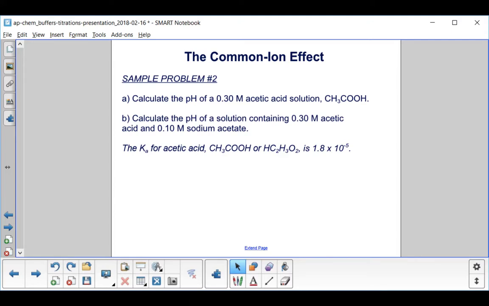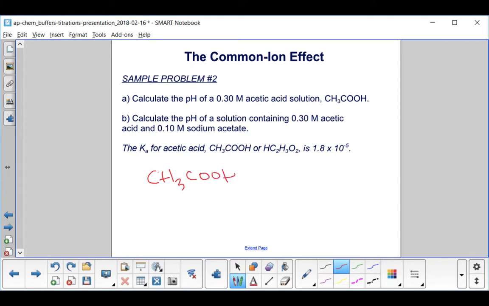All right, let's work through sample problem number 2. We'll start with part A. Calculate the pH of a 0.30 molar acetic acid solution, CH3COOH. So we can write a reaction that says CH3COOH, and of course, in water, we get H plus or H3O plus and CH3COO minus. And let's do our ice table.